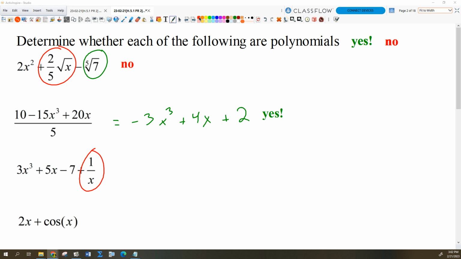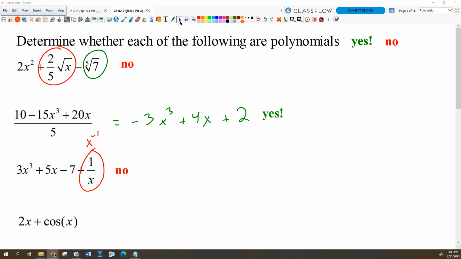If I were to write that as a power or as an exponent, what is 1 over x? That's x to what power? Negative 1. Yeah, that's the same thing as x to the negative 1. Well, negative 1 is not a whole number, right? Whole numbers are 0, 1, 2, 3, 4, etc. No negatives, right? So that guy's disqualified. That's no good.